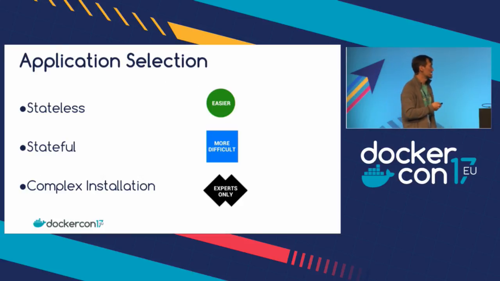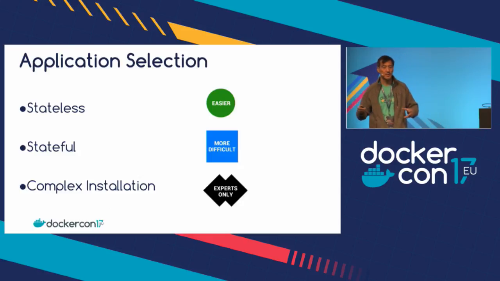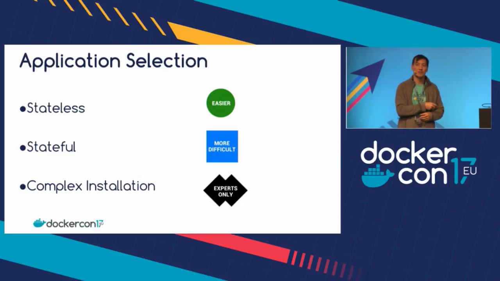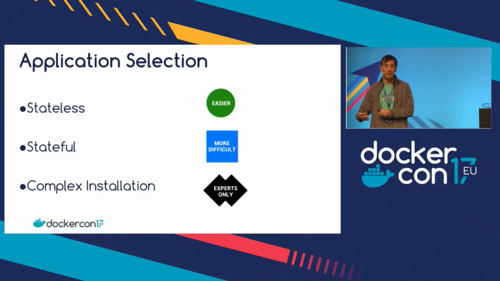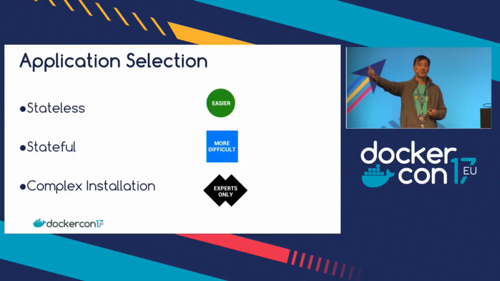They're the stateful ones. So these could be your databases. Some types of distributed caches are that way. And the hardest ones are where you have a complex installation. This means that you can't actually put it into a Docker file. It might be a click installation, or you have to call out to an external server.